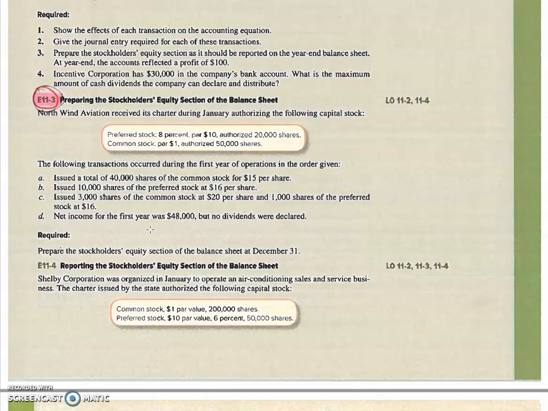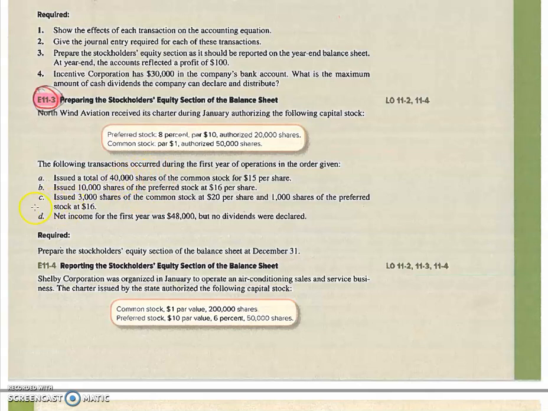So, for common stock, I'll just start over with this explanation. With common stock, we had 40,000 shares issued at 15 and 3,000 shares issued at 20. So that's 43,000 shares. For common stock, we're going to show 43,000 shares at $43,000.